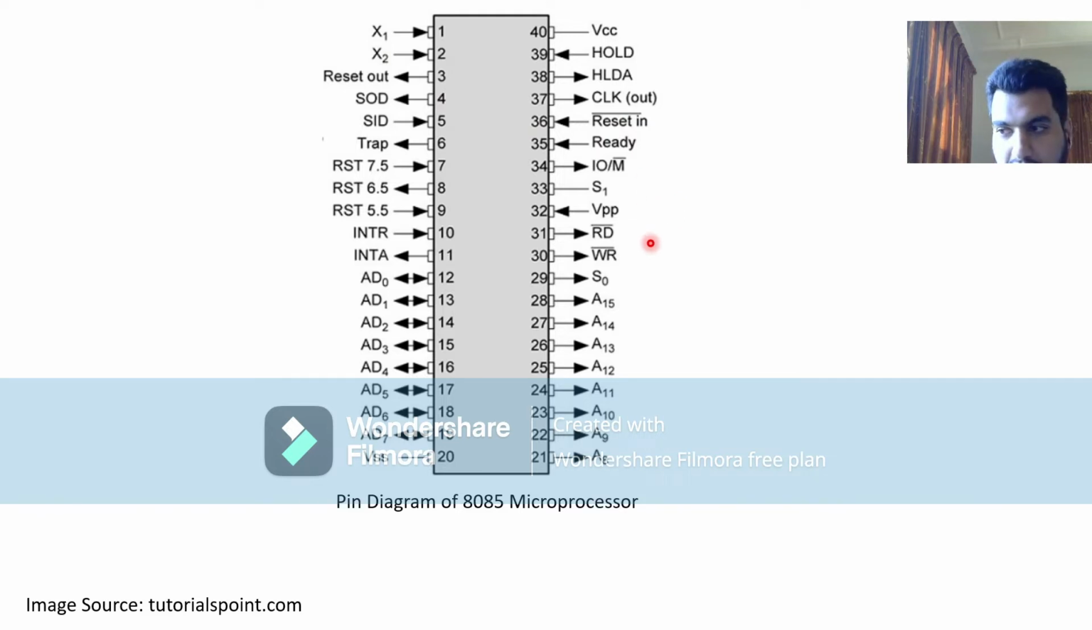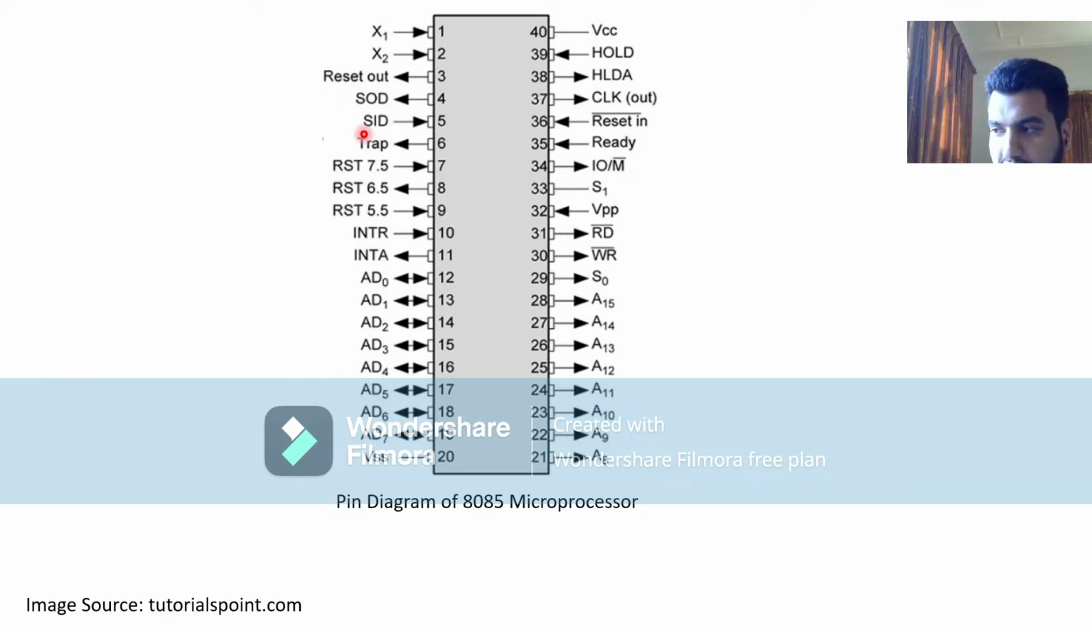Then we have interrupts and externally initiated signals. Interrupts are signals generated by external devices to request the microprocessor to perform a task. There are 5 interrupt signals: TRAP, RST 7.5, 6.5, 5.5, and INTR. Also, we have INTA, which is the interrupt acknowledgement signal. Then RESET IN, READY, HOLD, and HLDA, which is the hold acknowledgement signal. And finally, we have the 2 serial signals, SOD and SID. SOD is the output.